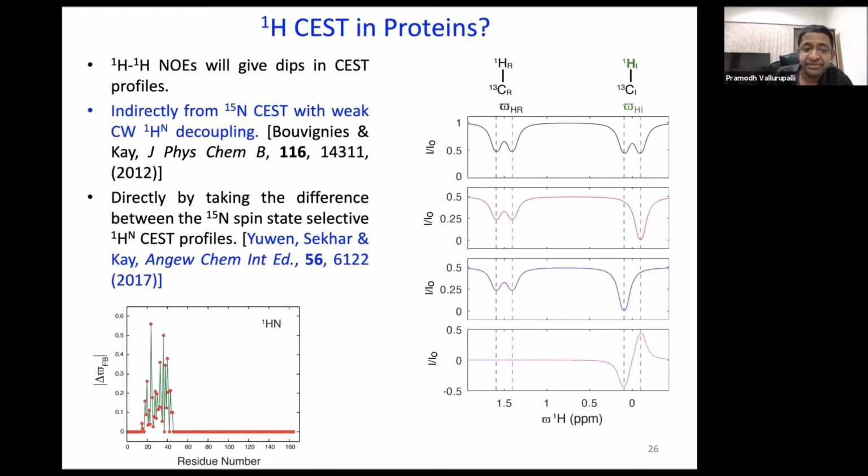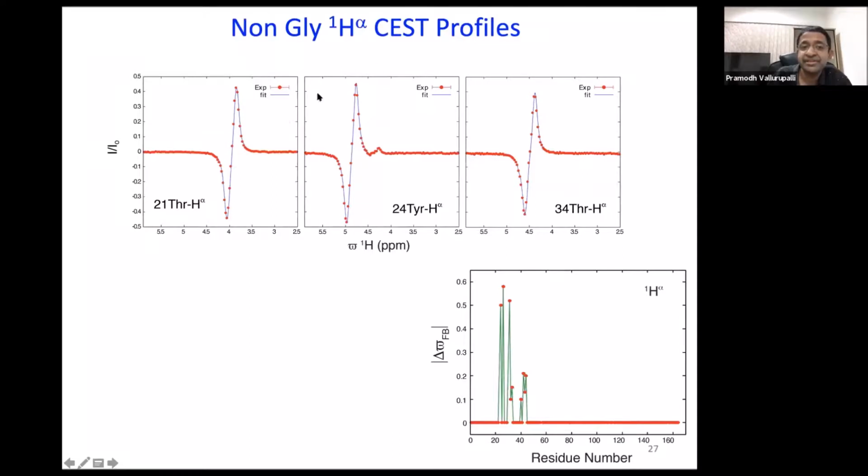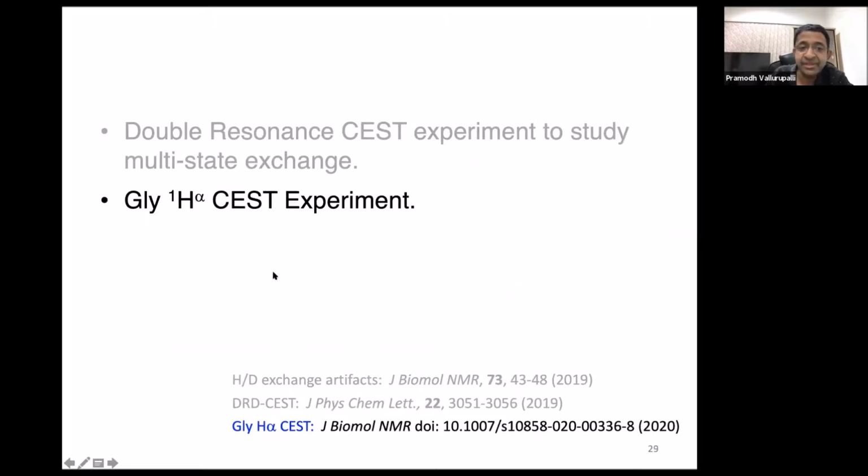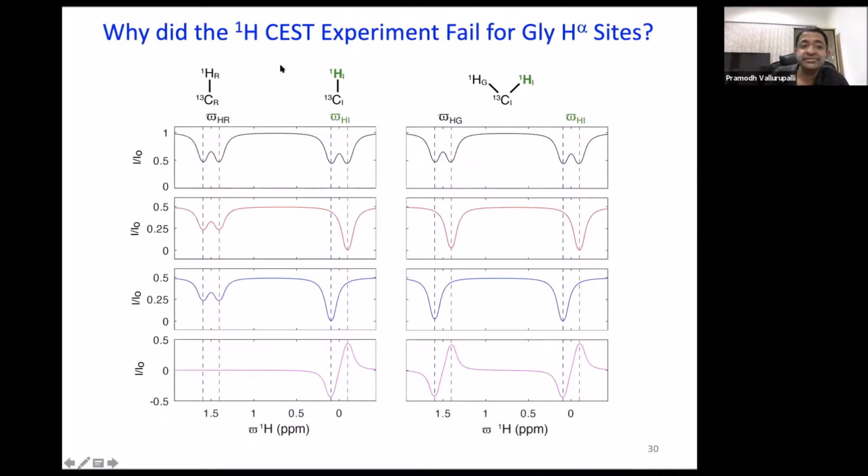Okay, and so it worked very well for protons, as we would expect, and it worked very well for non-glycine H alphas, which I have shown here again, and so we got them. When we went on to do it for glycine H alphas, where we have very well resolved spectra, what we found is that for the two geminal protons, we got the NOE-induced dip there. So we had to get rid of this somehow. This brings us to this glycine H alpha CEST experiment. And so we now know how this experiment works, so let's see why repeating this blindly for the glycine H alpha sites failed.